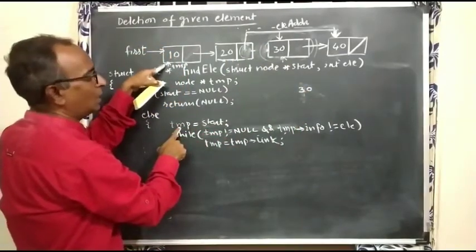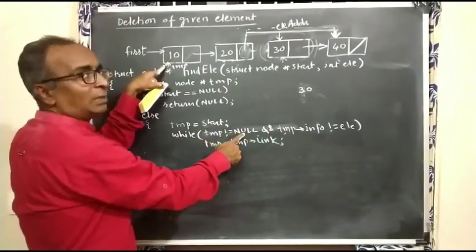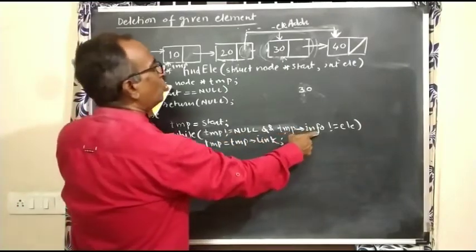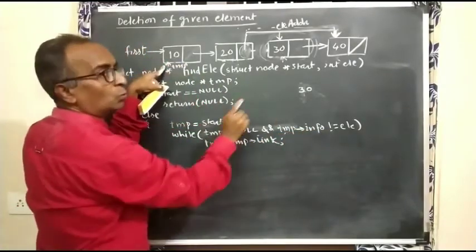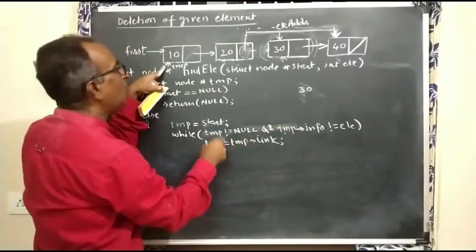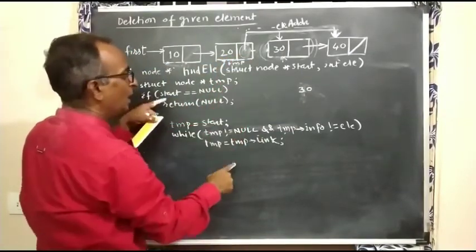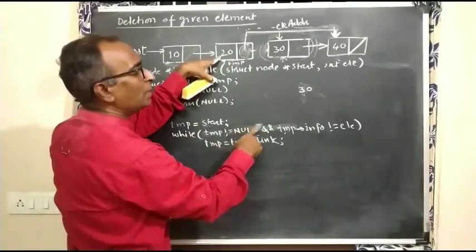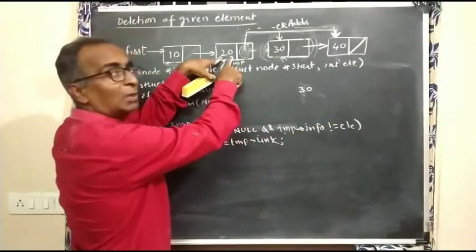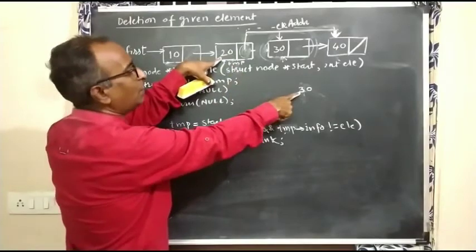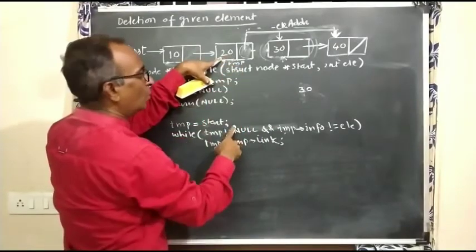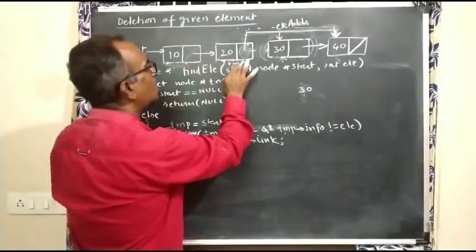If you are searching for, suppose, 30, what will happen? Temp is given start. Temp not equal to null? Yes, true. Temp's info not equal to element? Yes, true. When both are true, it will move temp. So temp is moved, temp points here. Again, temp is not null. Temp's info is not equal to element. We are searching for 30 but it is 20. Both conditions are true. Temp is moved.